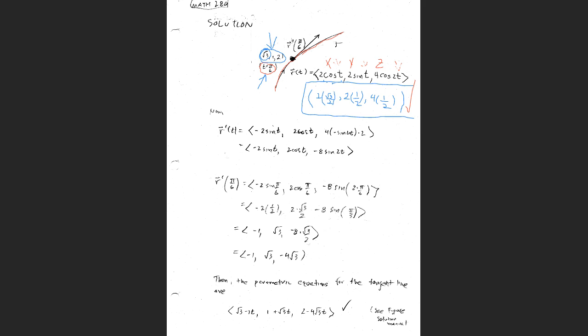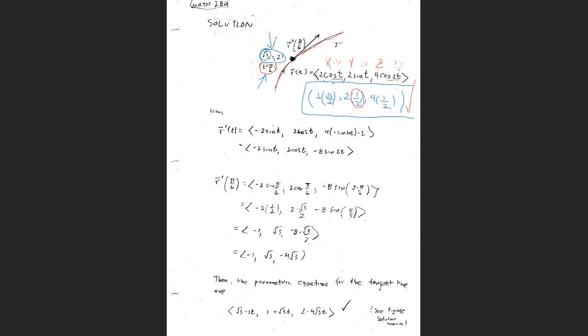The sine of t has to equal a half. And the sine of pi over 6 is a half. So t has to be pi over 6. And it just so happens that the cosine of pi over 6 is root 3 over 2. And the cosine of 2 times pi over 6, which is the cosine of pi over 3, equals a half.